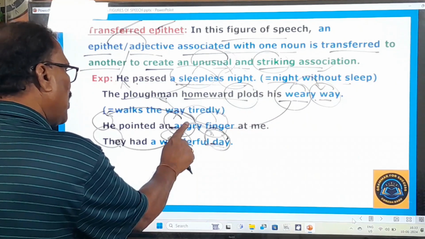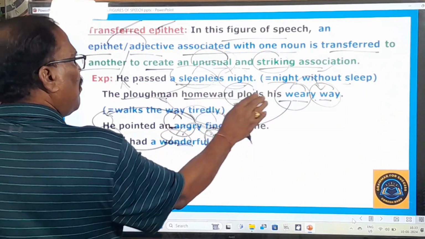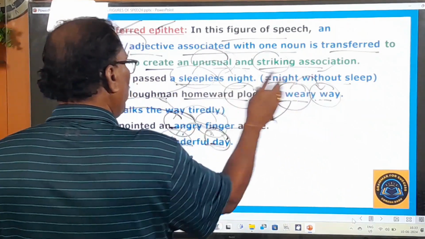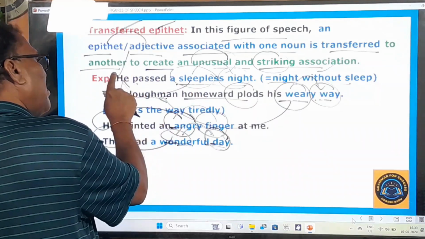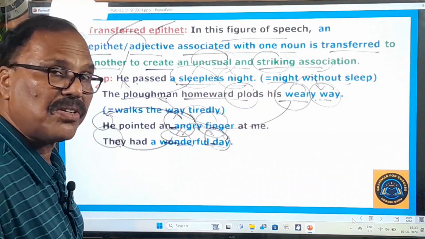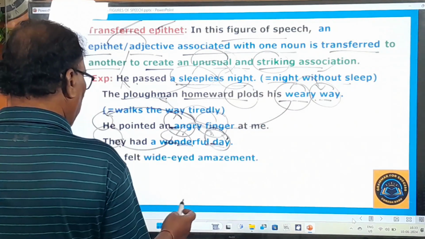Here, angry is transferred from this person to this finger. Here, weary is transferred from plowman to this way. The sleepless is transferred from this person to this night. So in this way, it is transferred. That's why it is called transferred epithet. Okay, and one more example I think I have given you.